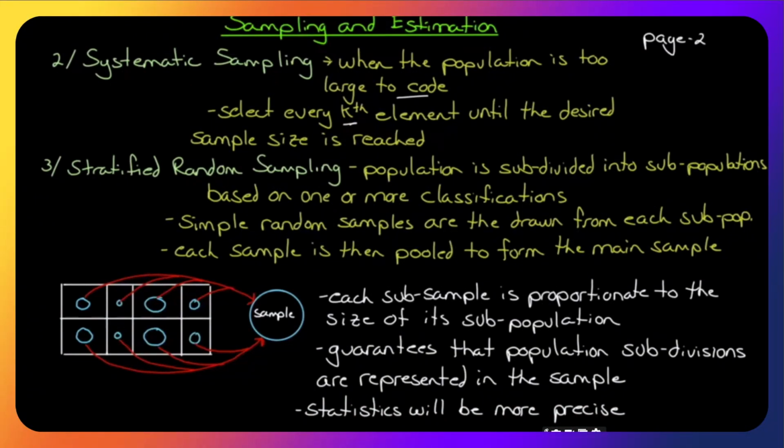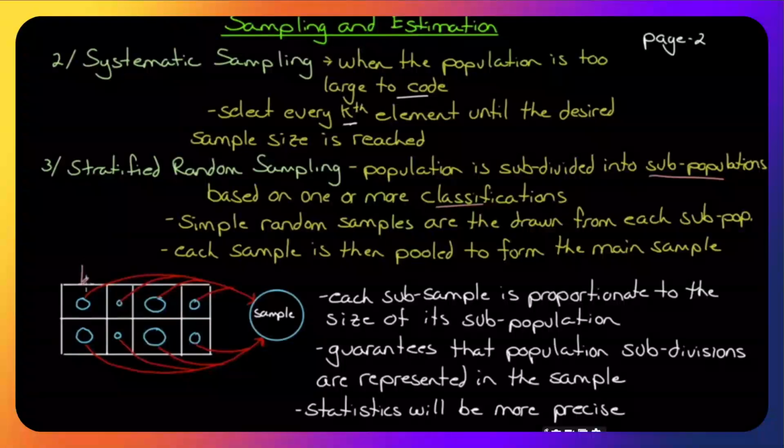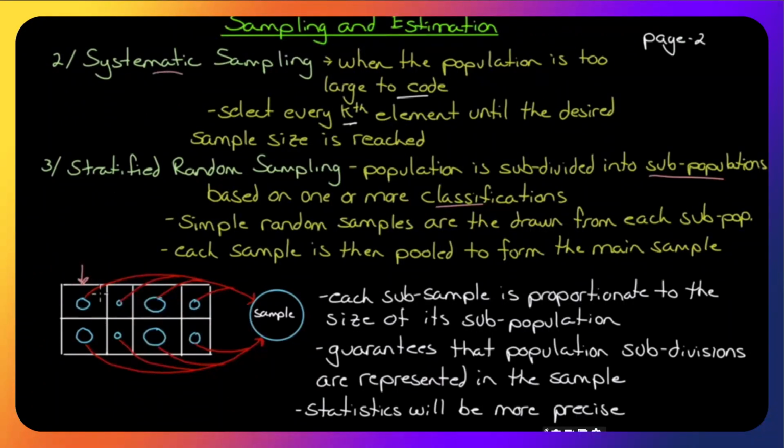Stratified random sampling. The population is subdivided into subpopulations based on one or more classifications, and then simple random samples are drawn from each of the subpopulations, and they could be done with either simple random sampling or systematic sampling within each subpopulation. Each sample is then pooled to form the main sample. So all of these subsamples get pooled into the main sample itself. The main sample is certain to include items from each of the subpopulations in proportion to the size of those subpopulations.